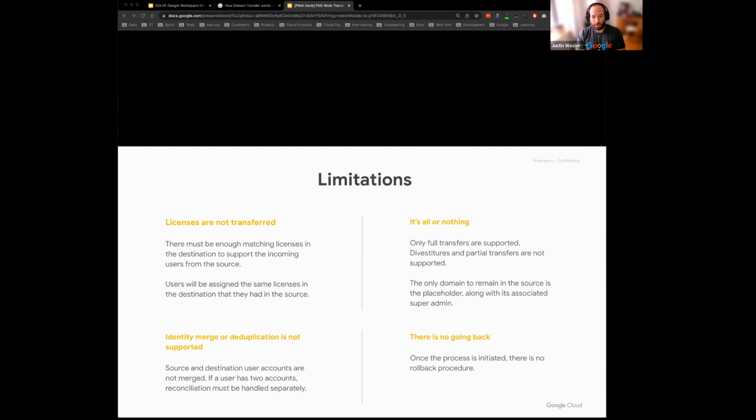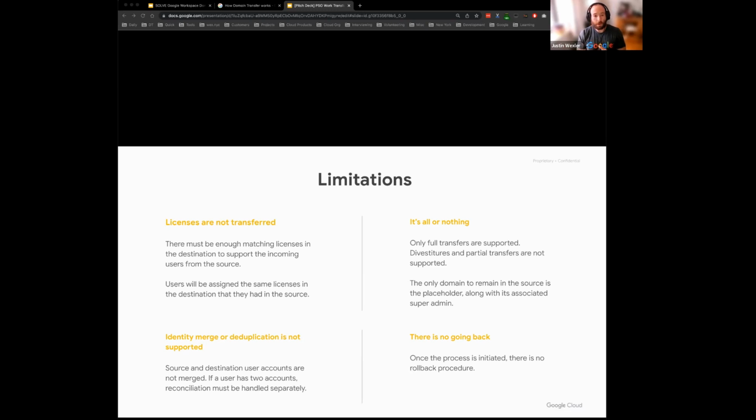We don't support identity merge or deduplication. So that scenario before, where we had to provision those users in the destination ahead of time, and now we're moving their primary accounts over, we can't solve for that. We don't know what accounts match to what human, so we can't just point them together and say, go ahead and merge. That would be incredibly complicated. So that is a process that has to happen separately, either before or after domain transfer completes.